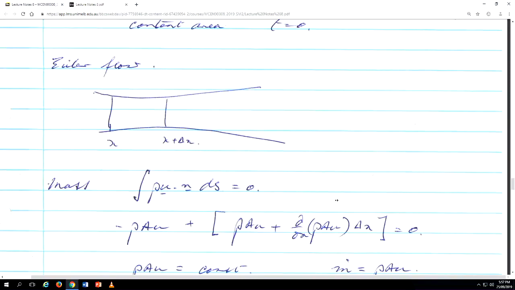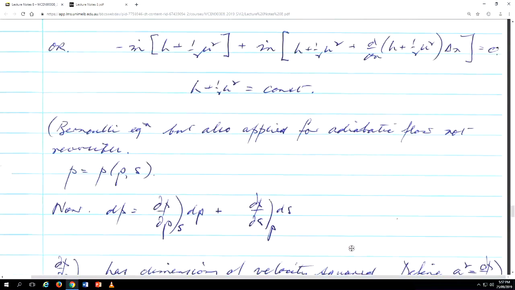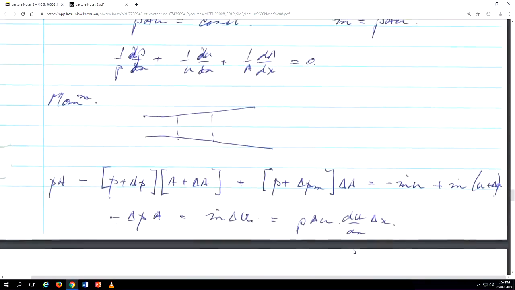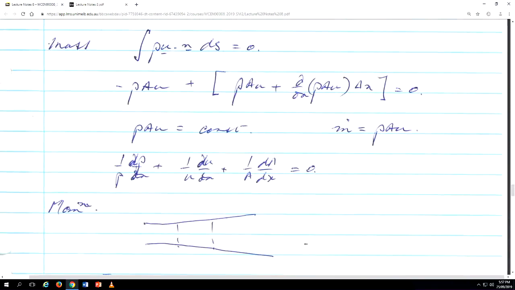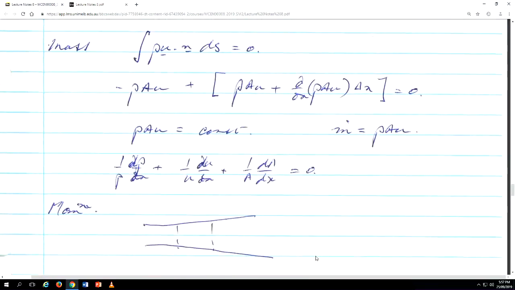So it says that this term here cancels with that, and so this term here has to be 0. d/dx of rho A u is 0, and so rho A u is a constant. Well, you've seen us work that out many times already. So rho A u is a constant, and we're going to call that m dot.